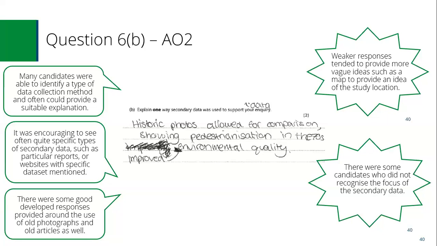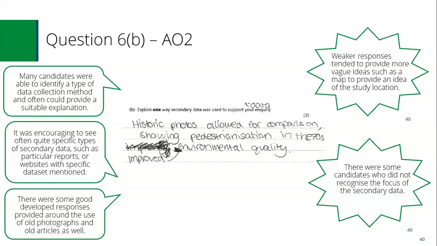So the idea about secondary data, explain one way secondary data was used to support your inquiry. Many candidates were able to identify how it was used to support the inquiry, which was good. They were able to identify a type of data collection method and often could provide a suitable explanation. It was encouraging to see that often quite specific types of secondary data were used, such as reports or websites with specific data sets mentioned. That's good. Being specific is always beneficial for the mark.